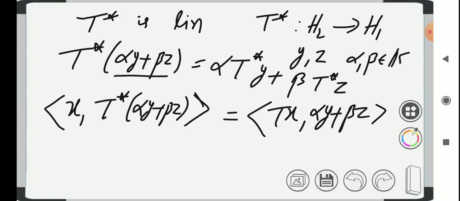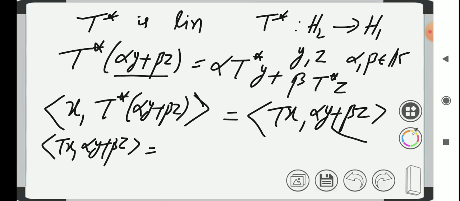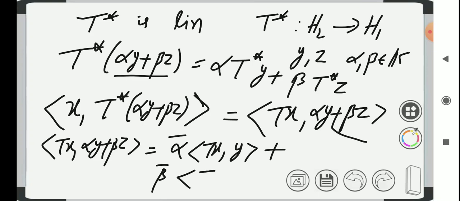But by the property of the inner product that it is antilinear in the second variable, we can bring out alpha and beta but with the conjugate. That is, we can simply write inner product of Tx with alpha y plus beta z is simply alpha bar times inner product of Tx with y plus beta bar, beta conjugate, times inner product of Tx with z. This is by the property of the inner product.